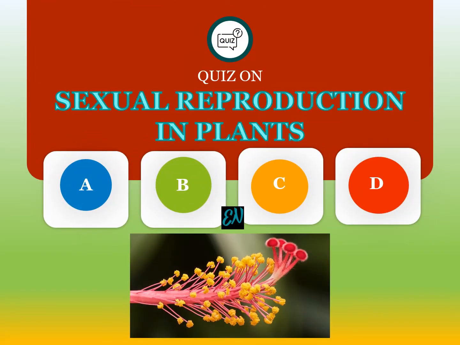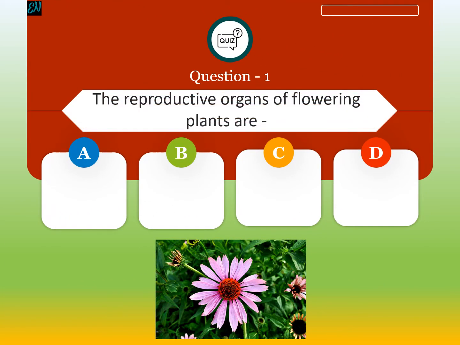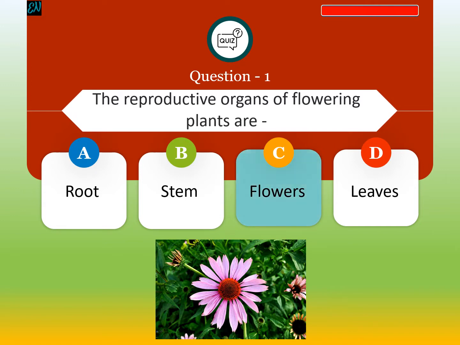on reproduction in plants. Here 4 options are given. You have to choose the correct one from them. So let's start the quiz. Question number 1. The reproductive organs of flowering plants are root, stem, flowers or leaves? And the correct answer is flowers.